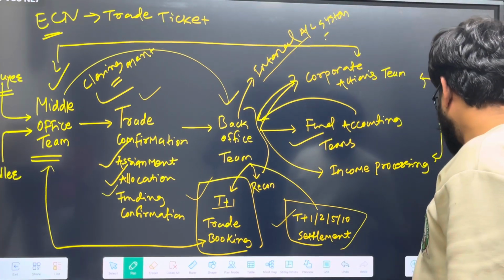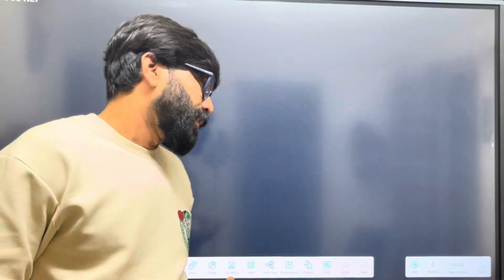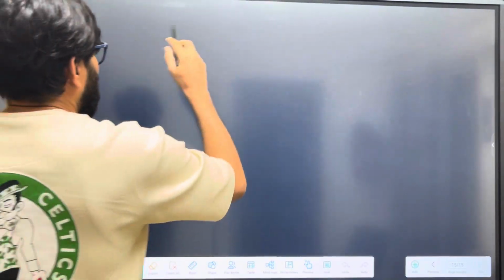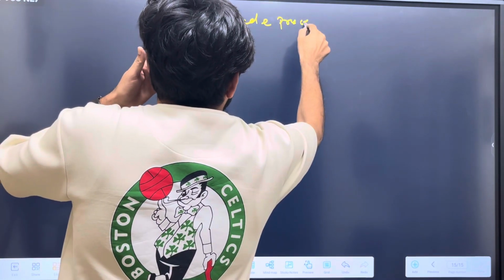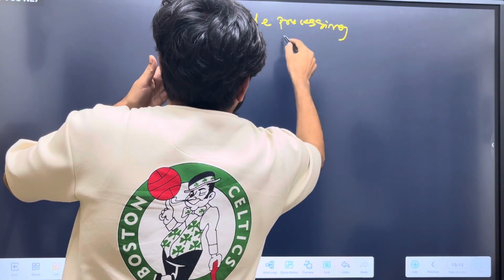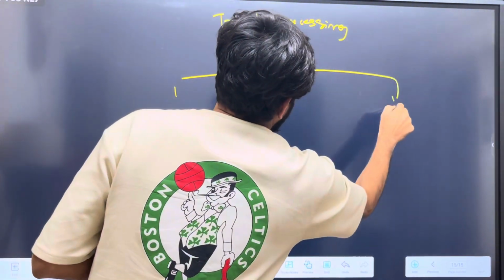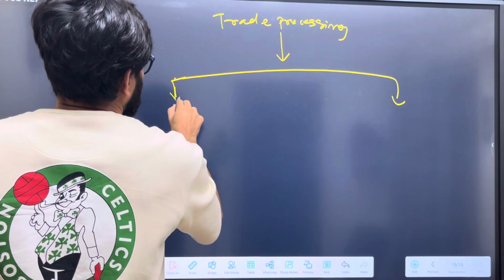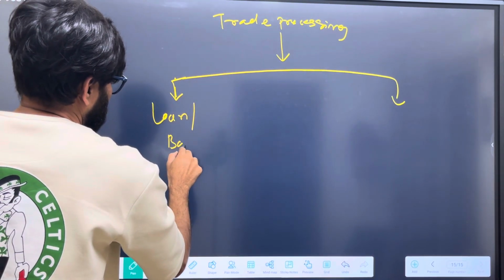Now I'll quickly walk you through how you can find opportunities in this segment. So trade processing is one of the major segments where you can find opportunities for different financial products. For example, let's say loan products, right? Loan or bank debt.